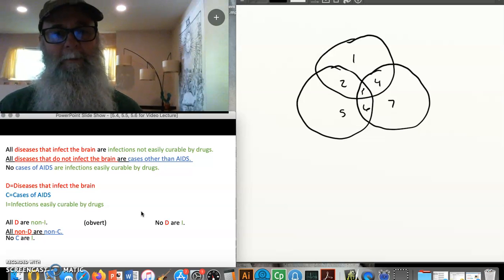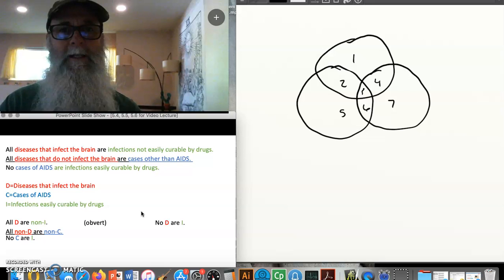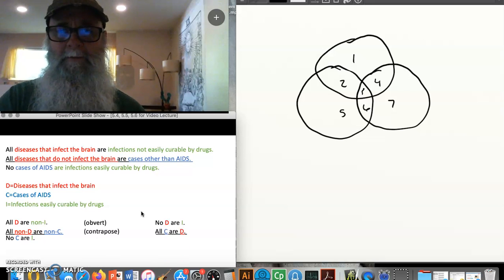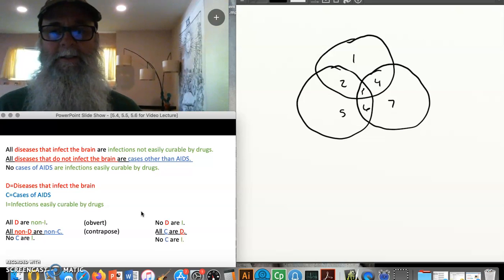And so the way I contrapose that A claim, "all non-D or non-C," is I just switch the position of those terms so that I would have "all C or D," and then just pull the non off of each one of those. And so now I've got "no D or I," "all C or D," and I don't have to do anything to my conclusion, "no C or I."